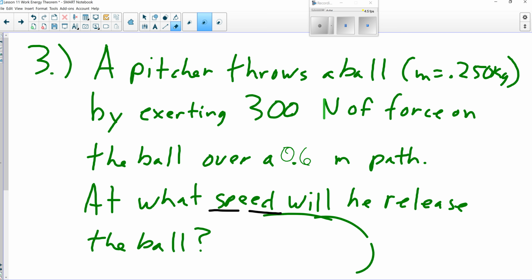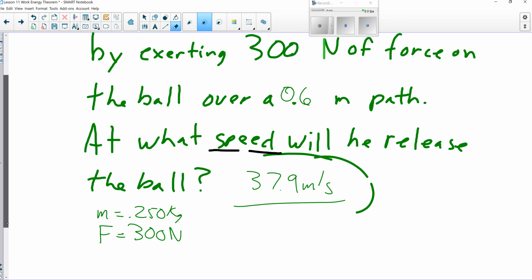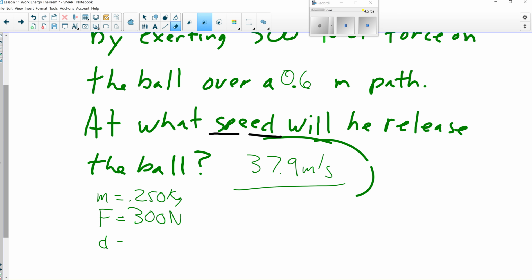That will give a more reasonable number. Okay, so the context of this question is a pitcher throwing a ball. As far as givens go, we're told the mass of the ball, 0.250 kilograms. We are told the force the pitcher exerts on the ball, 300 newtons. And we're told the distance over which they exert that force, 0.6 meters.